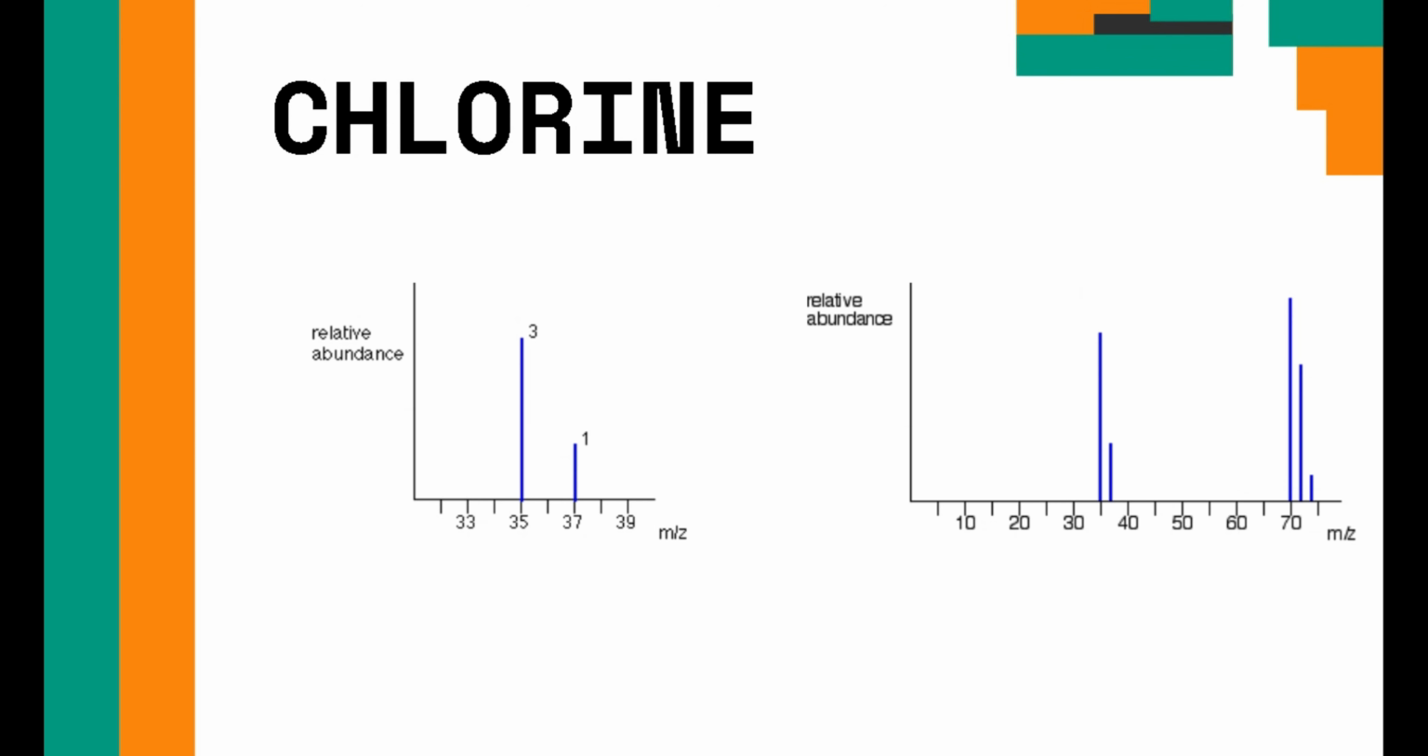The first spectrum is of chlorine atoms. We have two peaks, one for chlorine-35 with the abundance of 75% and the other for chlorine-37 with the abundance of 25%. That's why their peaks are in a 3:1 ratio.